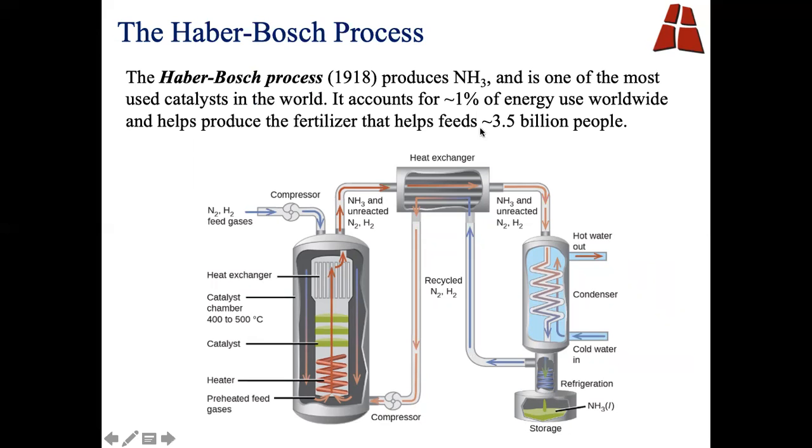So annually, about 1% of the energy in the world goes to produce this. And without the Haber-Bosch process, we wouldn't be able to grow enough food to feed about 3.5 billion people. So roughly half the population of the Earth. So incredibly important process.